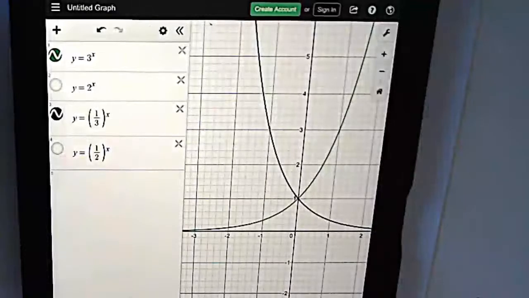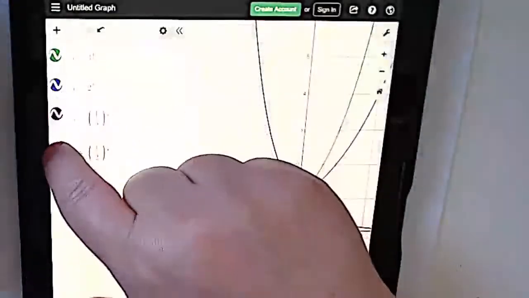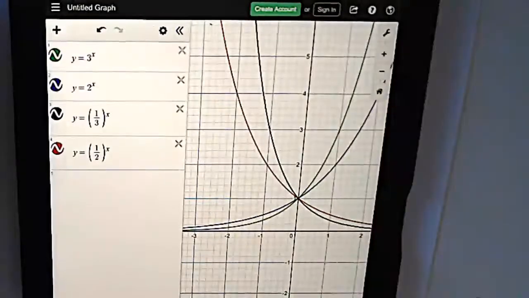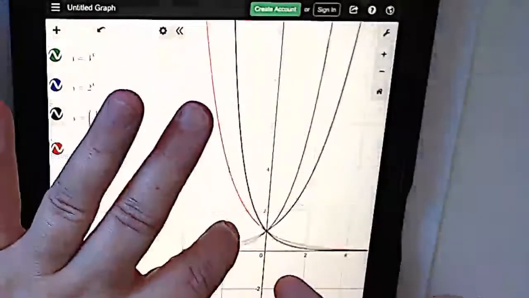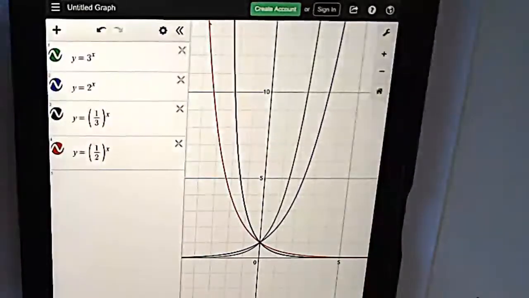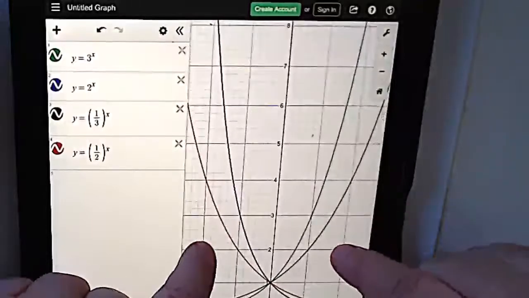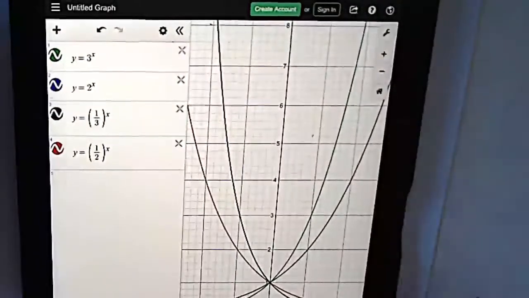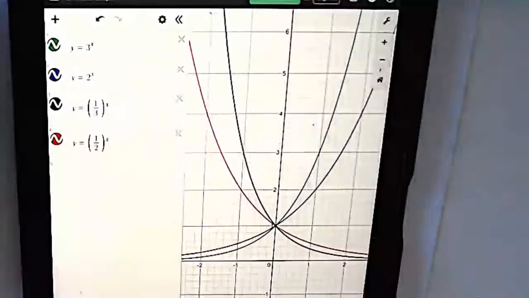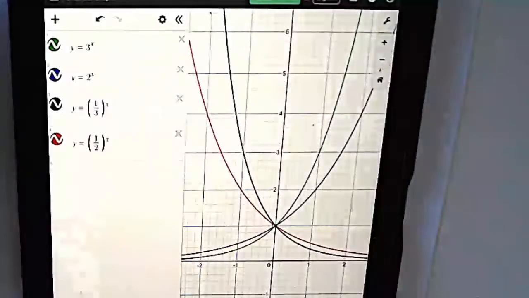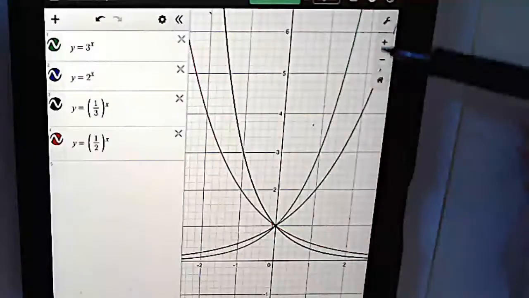You guys ready? Let's do them all. Wow. It's like May Day or maybe a really pretty present. Let's see if I can spread this out a little bit. So notice everybody, there you go. Okay, they go through 0, 1. Notice that we've got the 3 to the x have an asymptote going off to the left, the 1/2.